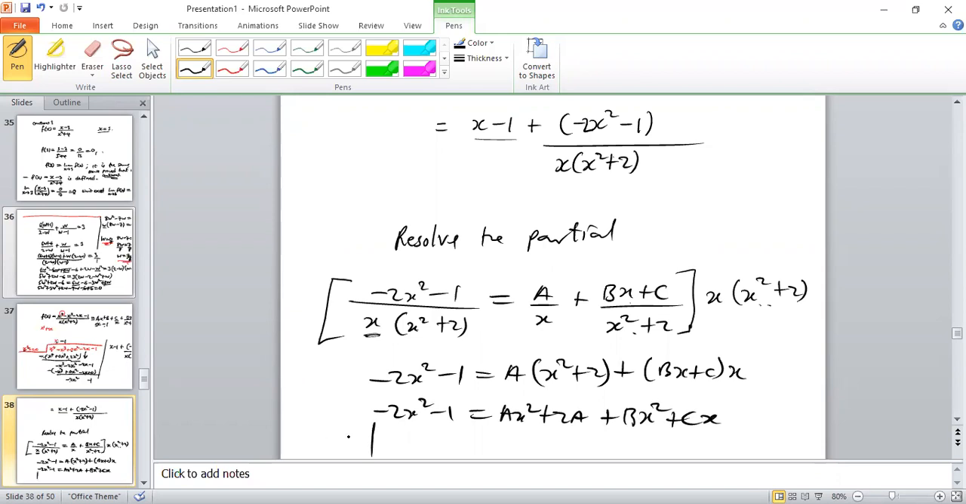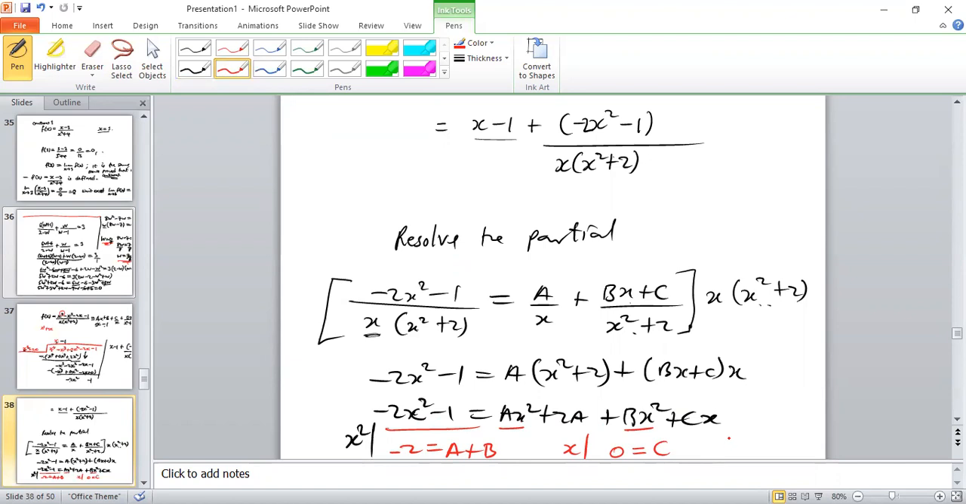So we'll start with the one that has x squared as coefficient. What's the coefficient of x squared on the left-hand side here? The number in front of x squared is negative 2. Then equals, x squared we have A, x squared we have B, so A plus B. We call it equation 1. Then we go to those that have a coefficient of x. On this side we don't have x, so the coefficient of x is 0, and this equals C. So C automatically is 0.